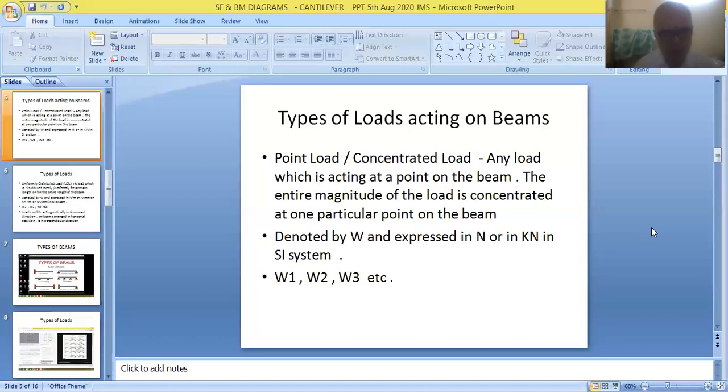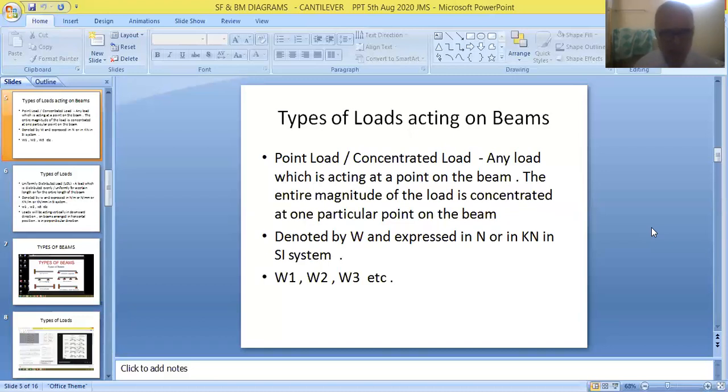So W1 must be used for indicating the first point load, W2 for indicating the second point load, W3 for indicating the third point load. So different numericals can be used for indicating different point loads acting on these beams.